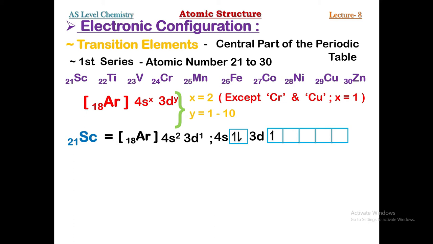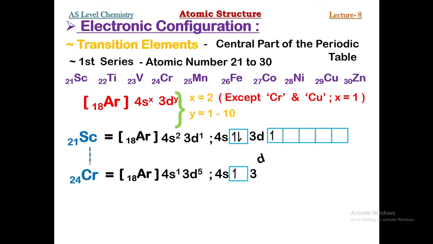But in case of chromium, Ar18, 4s, it must have 1 electron, and 3d it must have 5 electrons. So that is why, in the electronic configuration in terms of electrons in boxes, 4s and 3d, all the orbitals would have 1 electron each. 4s would have 1 electron, 3d 5 boxes, 5 orbitals, each orbital would have 1 electron. So this is the electronic configuration for chromium.